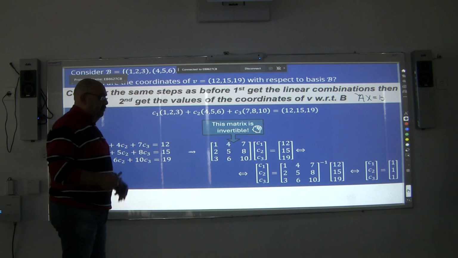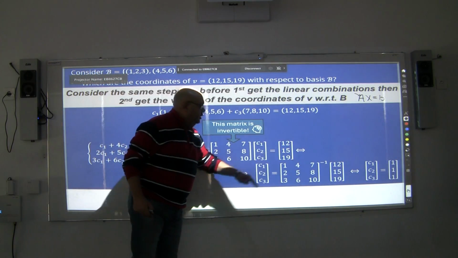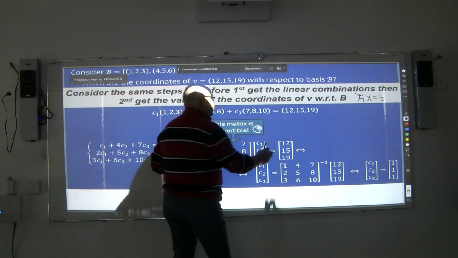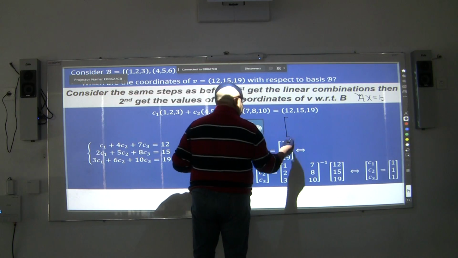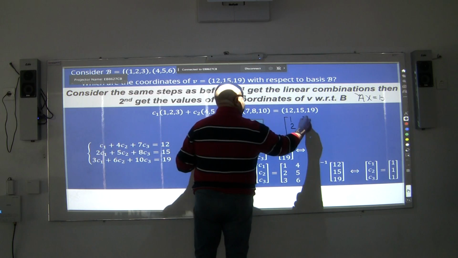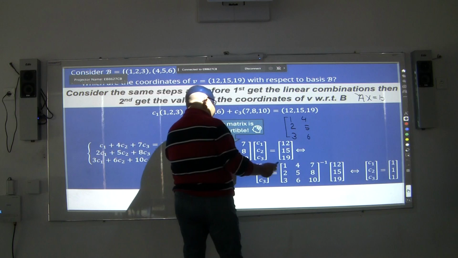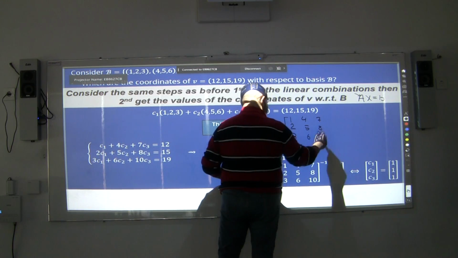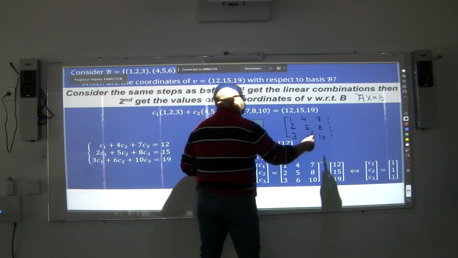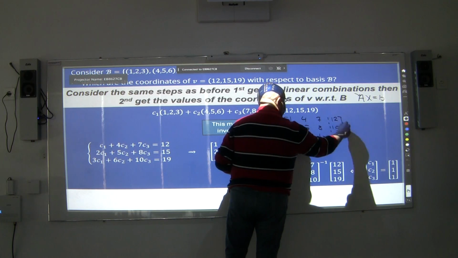Either way, whether by getting the inverse and multiplying by 12, 15, 19, or by solving this augmented matrix, the augmented system could be easily written like this. This is the first vector, 1, 2, and 3. The second vector is 4, 5, and 6. And the third vector is 7, 8, and 10. And I will solve it with respect to the results 12, 15, and 19.